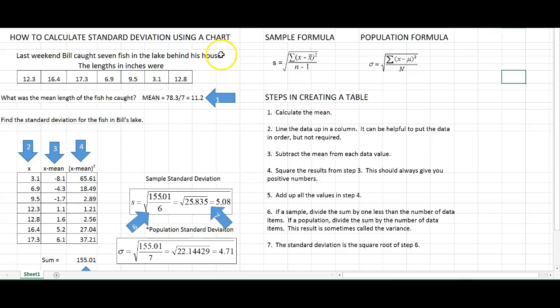On the left, we have a problem. It says, last weekend Bill caught 7 fish in the lake behind his house. And then we are given the lengths of the fish and asked to find the standard deviation.